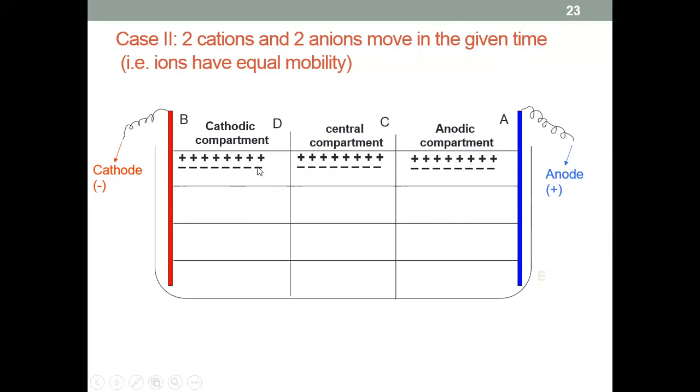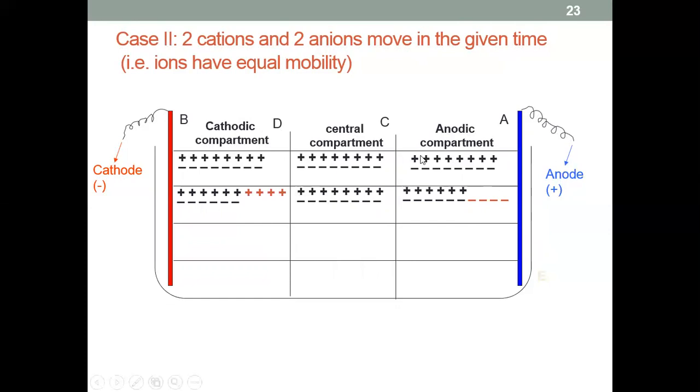and anions will move from here, right? So therefore we will get two bare cations because of the movement of two anions from here, and two extra cations from the anodic compartment, right? So we got four bare cations here in the cathodic compartment. Central compartment will stay as such because it is just providing a simple medium to the transfer of these ions. And in the anodic compartment, we will have four bare anions, similar to the cathodic compartment, right?